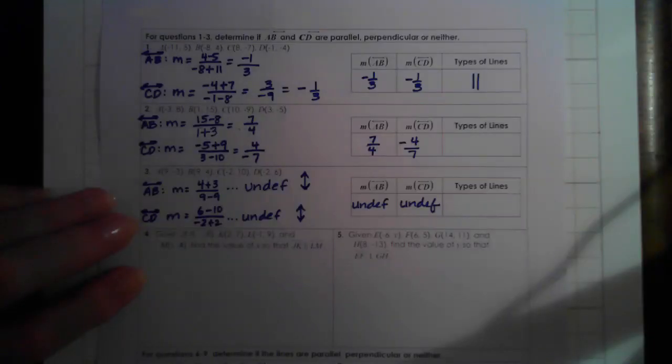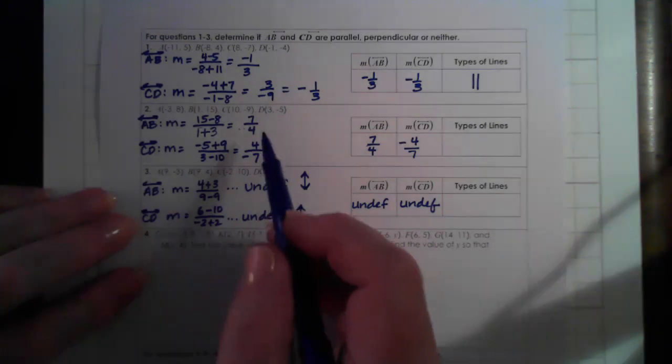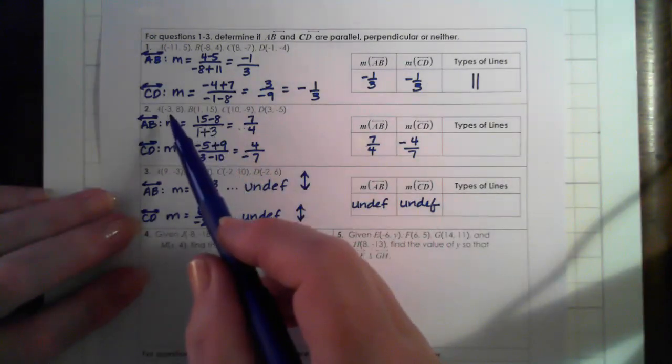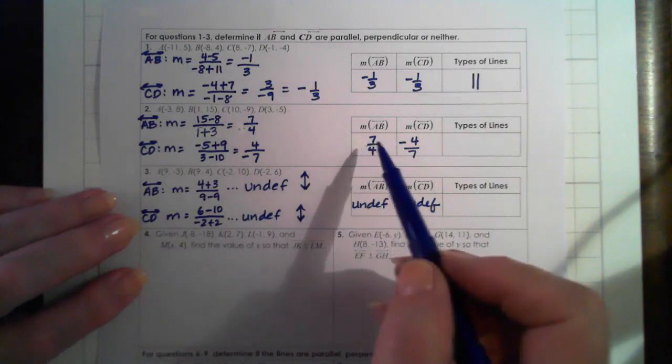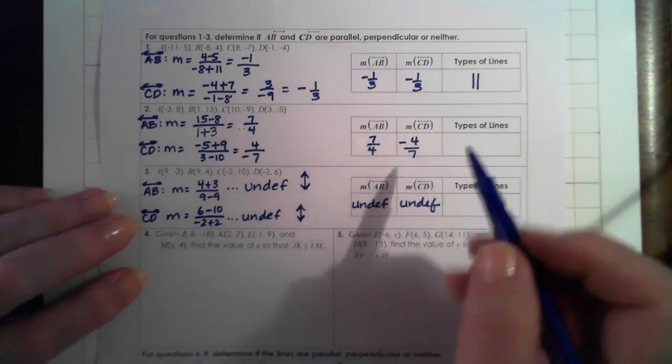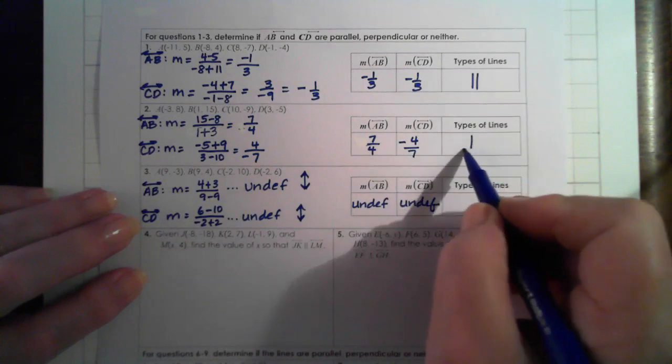Okay, so we're back. Hopefully you've done these 2 problems, and in problem number 2, we found the slope of line AB was 7/4, and the slope of CD was negative 4/7, which makes these 2 perpendicular.